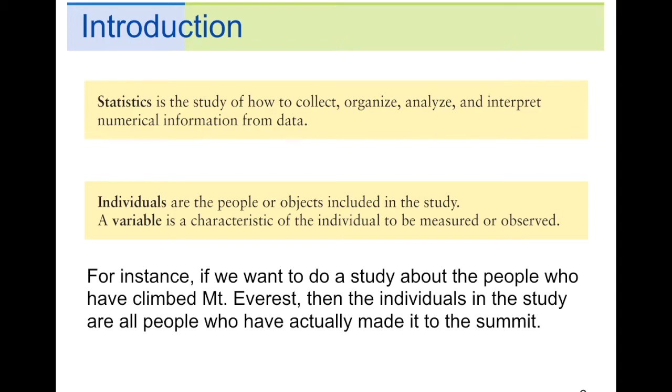Individuals are the people or objects included in the study, and a variable is the characteristic of the individual to be measured or observed. So the individuals are the things being studied. The variable is what about those things we are studying. For example, if we want to do a study about people who've climbed Mount Everest, then the individuals of the study are the people who've made it to the summit.